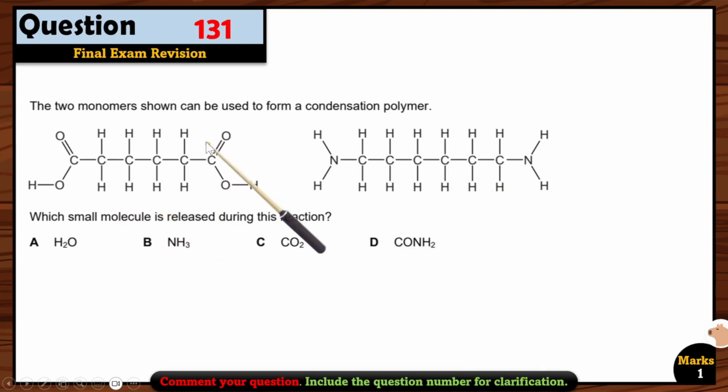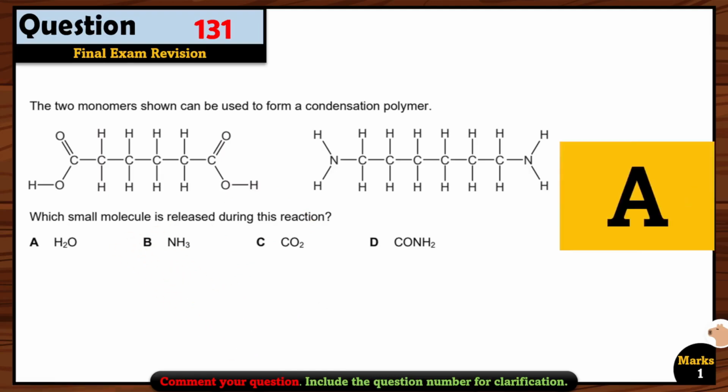So now carboxylic acid always loses OH, because the water molecule is made up of OH ions and hydrogen ions, right? So OH ions are always given by carboxylic acid. You can see over here OH, and here you will get hydrogen. So hydrogen will be released by the diamine. So when they join together, you will get a water molecule. So that's why the small molecule that is released during condensation polymerization is water. Okay, so option A is the right option.